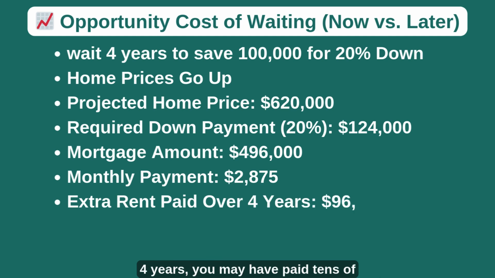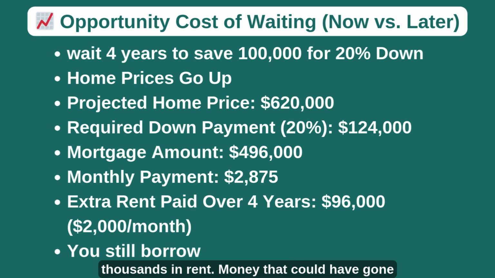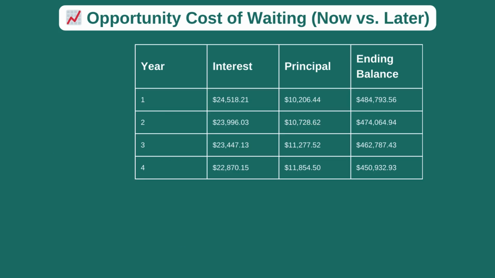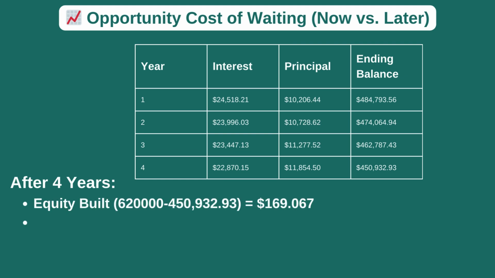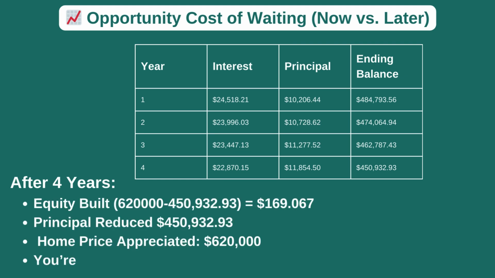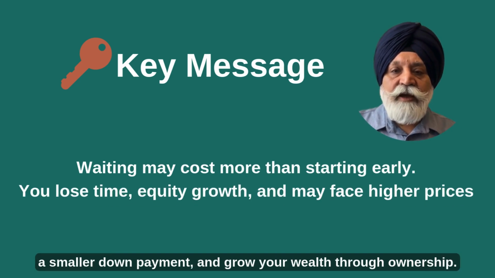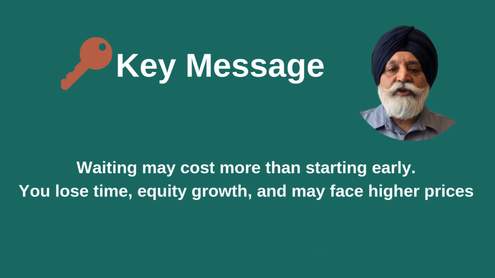And during those 4 years, you may have paid tens of thousands in rent, money that could have gone toward your own mortgage and equity. Meanwhile, others who started with just 5% down may already have 4 years of equity and appreciation built in their home. This is the real cost of waiting. Sometimes it's better to start early, even with a smaller down payment, and grow your wealth through ownership.